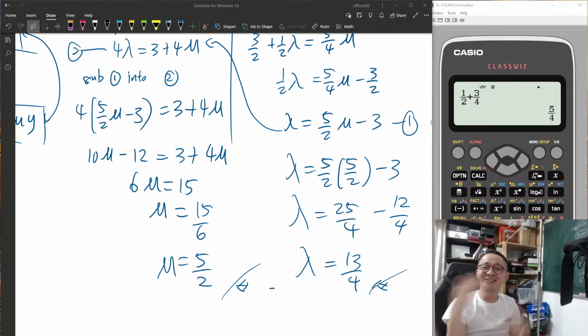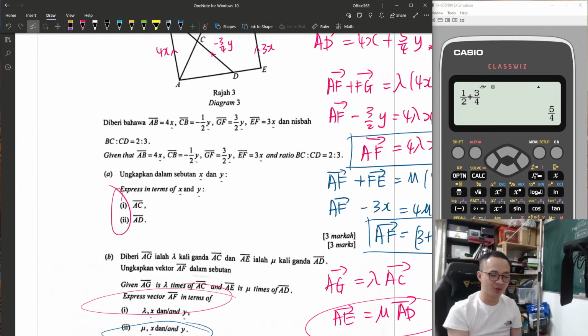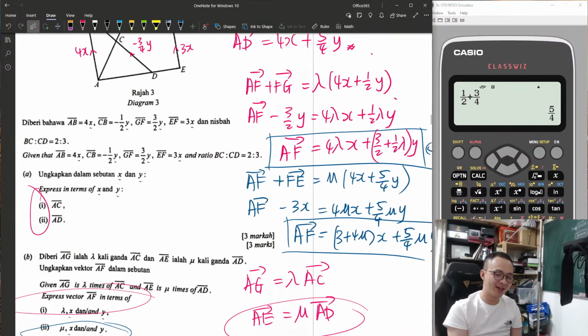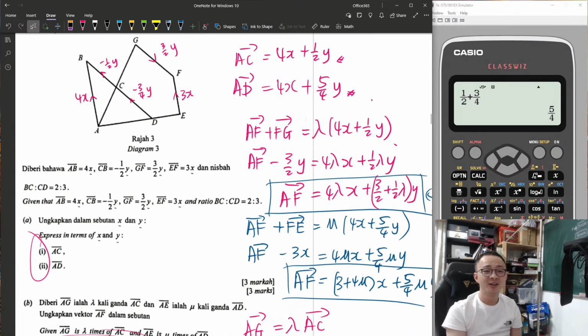Okay, so you must do it carefully. If you do it carefully, the whole question will not be too bad. But like what I say, this kind of vector question involves a lot of algebra. So when you do the positive and negative signs, you must do it carefully. When you multiply, make sure you don't accidentally multiply the wrong thing.